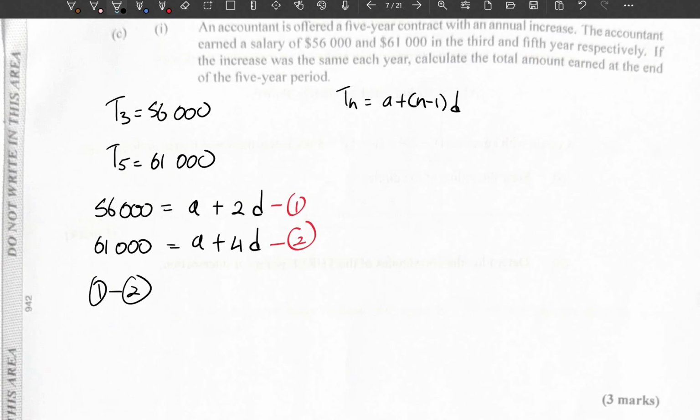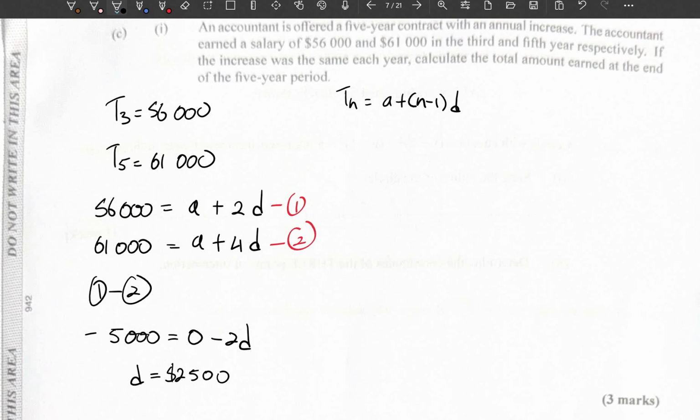56,000 minus 61,000. That's going to be minus 5,000. And that's going to be equal to, and the reason I just subtract them as is because we have an A here and an A here. They are going to cancel. So A minus A, that's going to be 0. 2d minus 4d, that's minus 2d. Therefore, d, the common difference, would be $2,500.